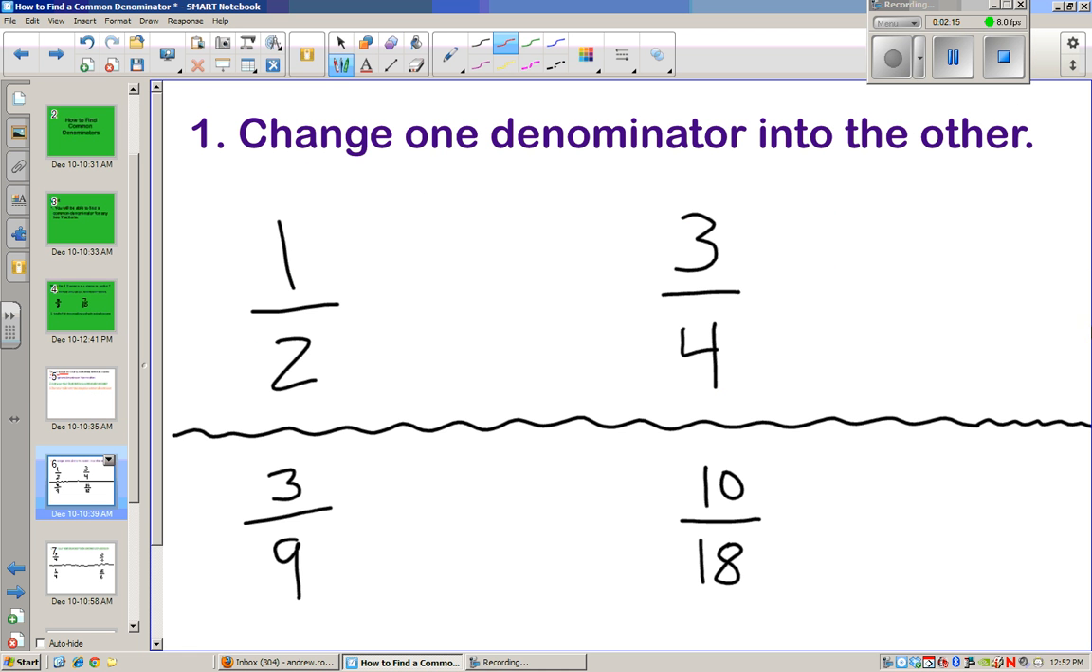All right. So one way to find a common denominator, and by the way, a common denominator means that the denominators are the same. So I'm trying to make the denominators the same. One way to do that is to just change one denominator into the other. So is there any way I can make 2 into 4? Well, there is. I can multiply by 2. And we've learned that if you do something to the denominator, you need to do it to the numerator and vice versa. So I'm going to change 1/2 into 2/4.